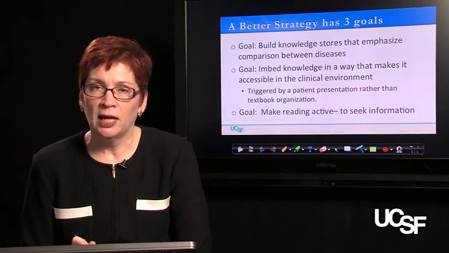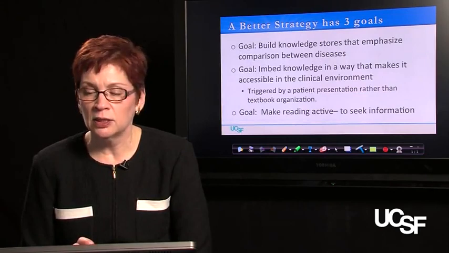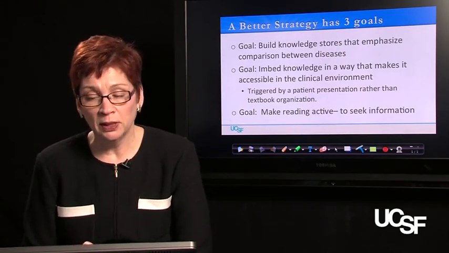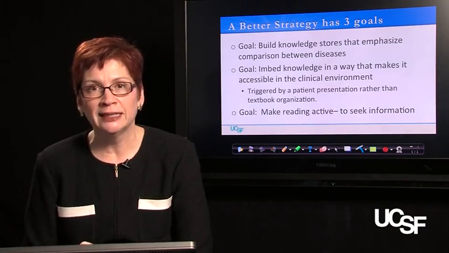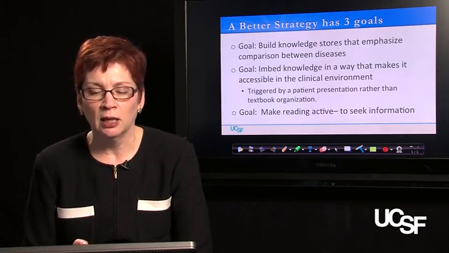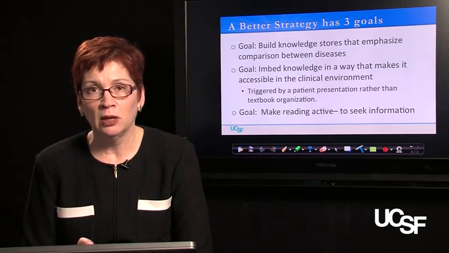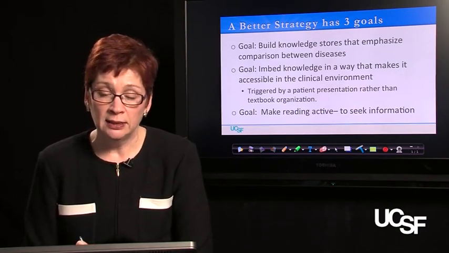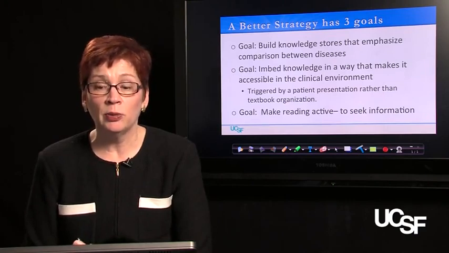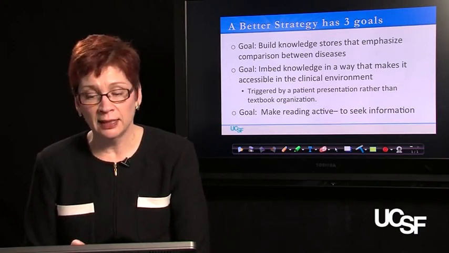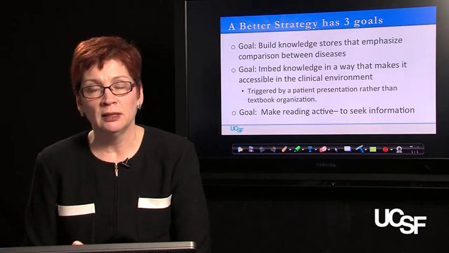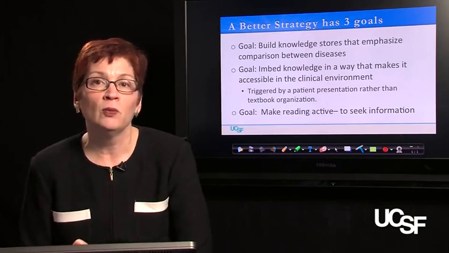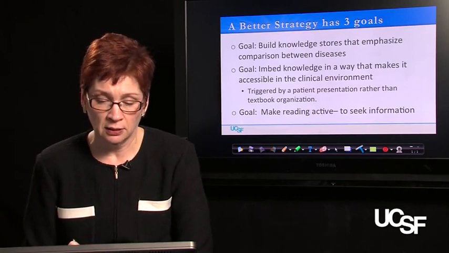A better reading strategy, other than horizontal reading, has 3 goals. Goal number 1 is it's important to build knowledge stores that emphasize compare and contrast learning about diseases. We call that comparison between diseases. Goal number 2 is embed that new knowledge in your brain in a way that makes it accessible in the clinical environment. This exploits Dr. Bordage's concepts about knowledge organization being as important as knowledge acquisition.